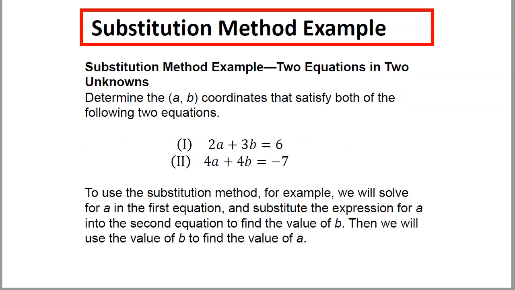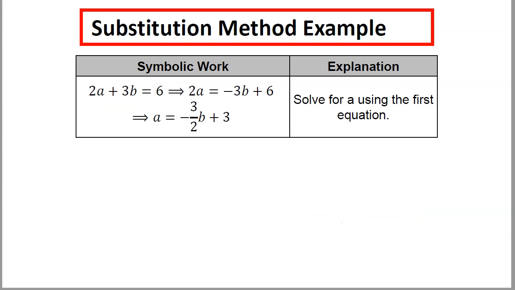Let's look at a two equation and two unknowns substitution method example. We want to find the A and B that satisfy the two given equations. To use the substitution method, for example, we'll solve for A in the first equation and substitute that in the second equation. Let's look at that in detail. Our first step is to solve the first equation for A. You could always do this a different way. This is just one approach. We get A equals -3/2 B plus 3.